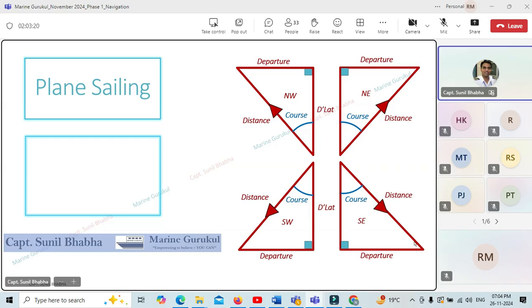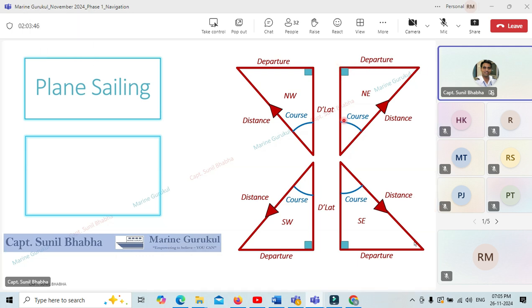In the initial example, we saw the vessel was moving on a northeasterly course. So we used this particular triangle for our plain sailing calculations. This is the triangle for the northeasterly quadrant. You can see the course of the ship is in the northeasterly direction. This side gives us the distance, the vertical side gives us the DLAT, the horizontal side gives us the departure. This is the course angle, and this is the triangle for the northeast quadrant.